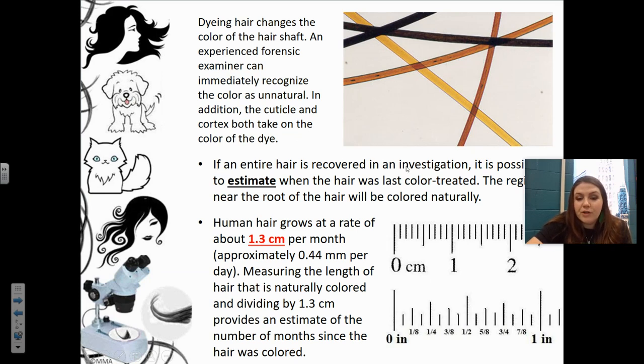If an entire hair is recovered in investigation, it is possible to estimate when the hair was last color treated based on how much root is showing. So just on average, you can calculate when was the last time they dyed their hair, how much root we should be looking for in that person, and how long ago they must have dyed it just by the amount of root. So about 1.3 centimeters, so not much, is how much your hair grows per month on average. So measuring the length of the root, it's like you've had 1 month, 2 months, 3 months.